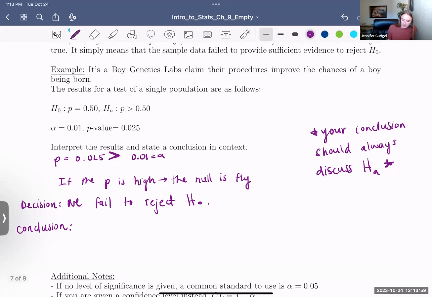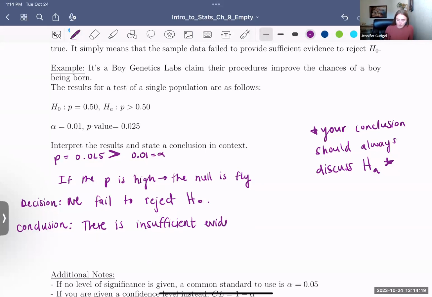So here our summary is going to be that there is insufficient evidence. And this is a general way to describe any situation. There is enough evidence, there is not enough evidence. There is sufficient evidence, there is insufficient evidence. Here, there's not enough evidence because we failed to reject H naught. So there's not enough evidence to support, and here's where we describe what our alternative hypothesis was.